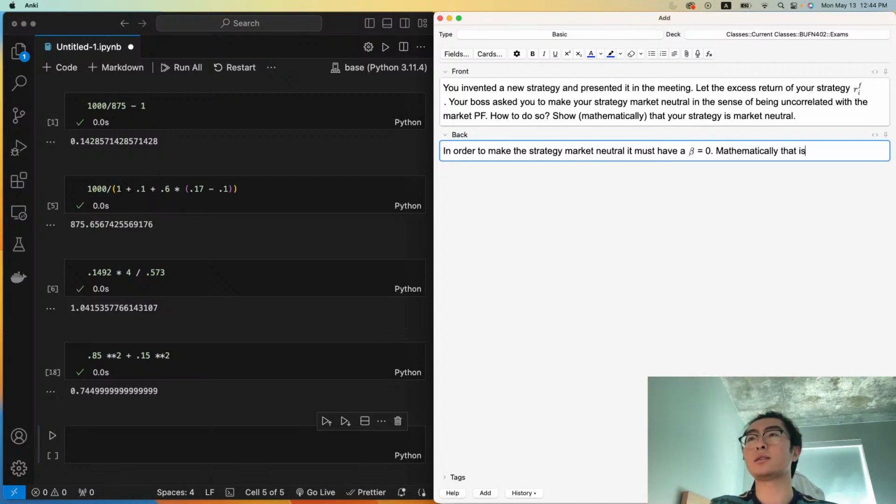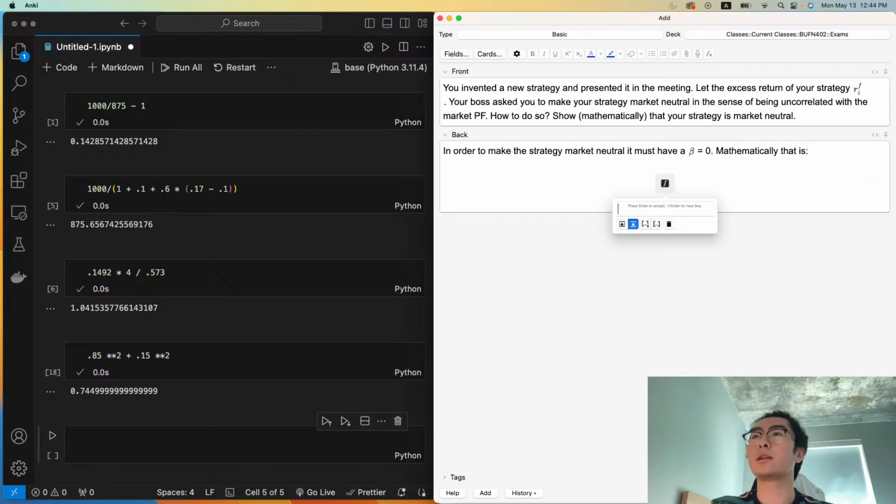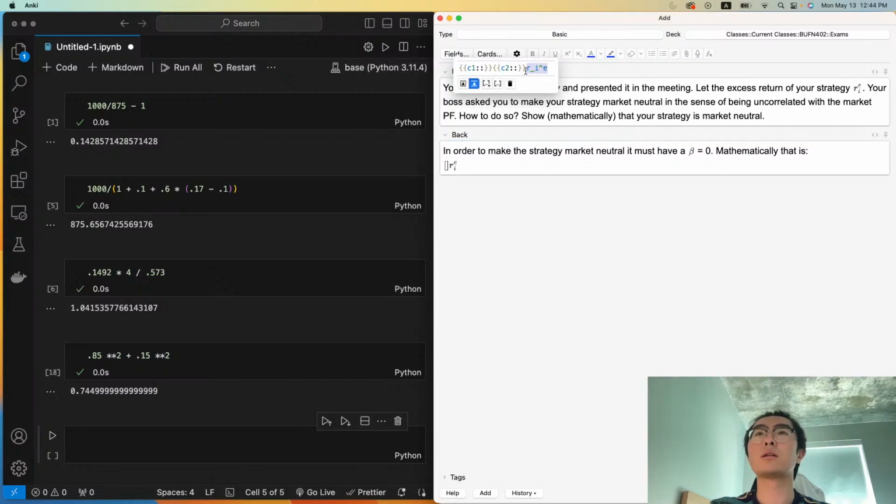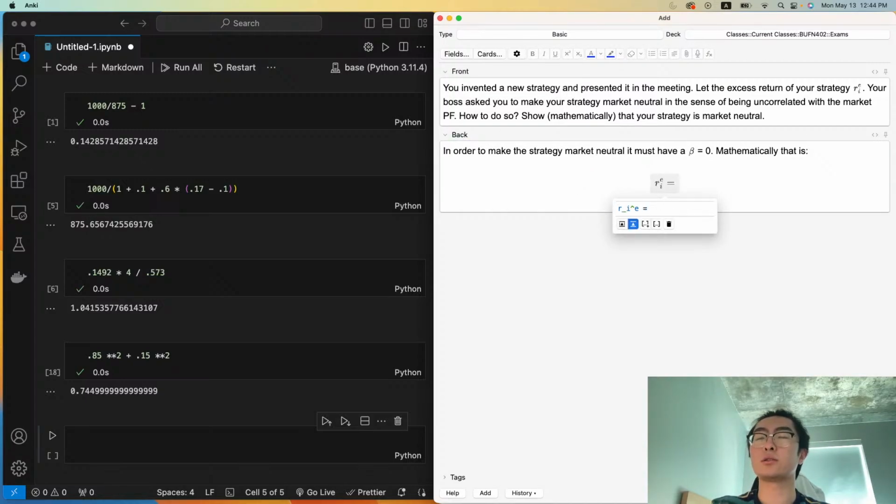Okay, so mathematically that is, so I think we do R_i^e, right? Not R_i^f. Alright, I'm not entirely sure what's going on here. So R_i^e is equal to R_i minus R_f.